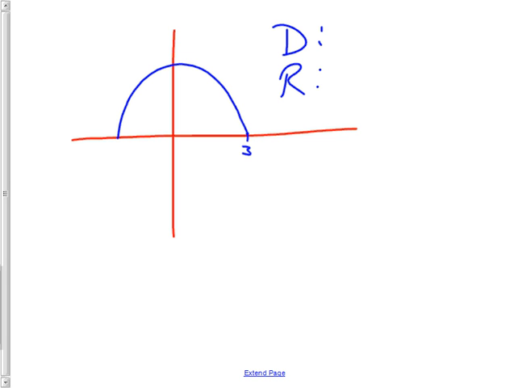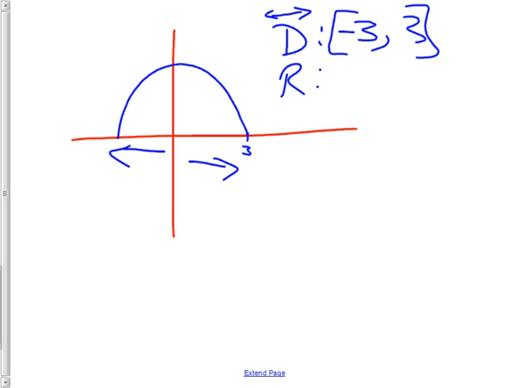All right, domain means this way to this way, lowest to the highest. So, what's the lowest it ever goes? This way, -3. To the highest it ever goes, that way, 3. Brackets or parentheses? Brackets, because it gets to them. You touch 3 with a circle.